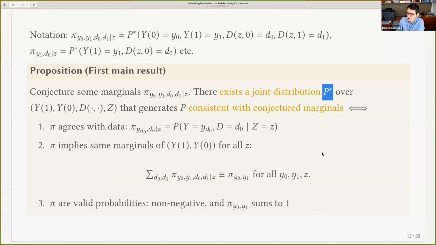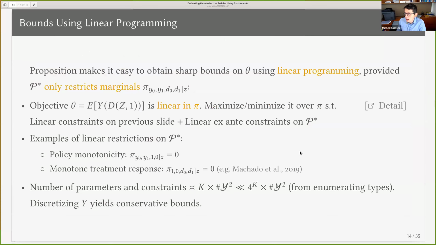So the only restriction across these marginals is just that they have to give you the same distribution of the potential outcome. So that makes it easy to obtain sharp bounds using linear programming, because the parameter of interest is linear in these probabilities. All the restrictions I gave you are linear. And the scale of the program is linear in the number of judges. So it's very fast to do. In our applications, it's basically instant.